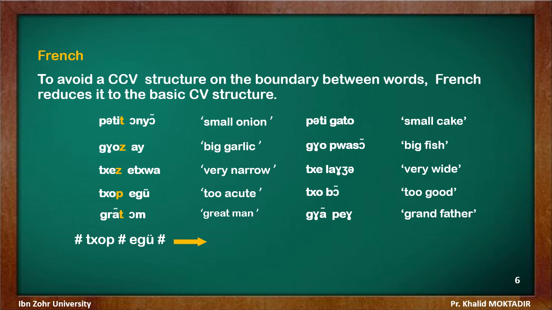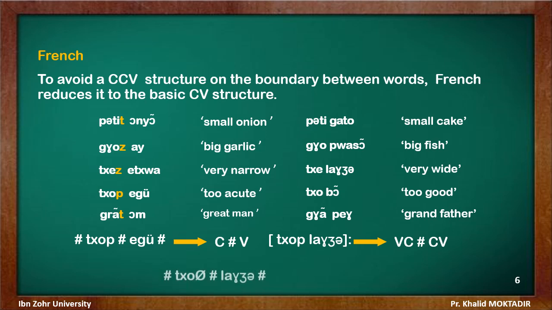Trop aigu. Look at the word boundaries. We have a C followed by a V. However, look at trop large. We have VC in the first word followed by CV. So that's a consonantal cluster right on the boundaries. And we delete, of course, the last consonant in the first word to get to the preferred basic syllable pattern.